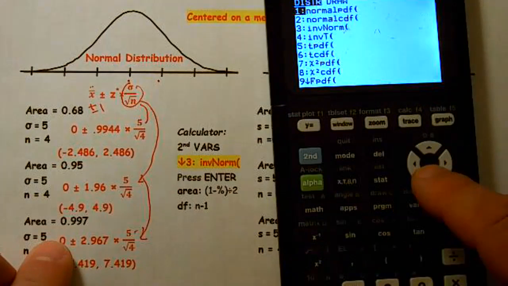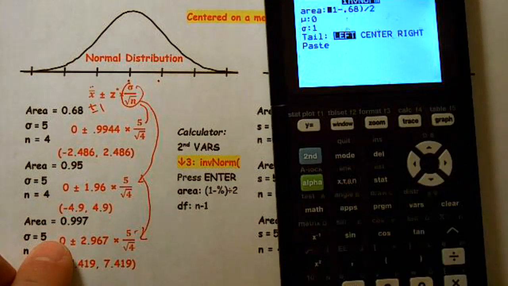Second vars, inverse norm, parenthesis 1 minus 0.95, because I'm centered about the mean, close parenthesis, divided by 2.